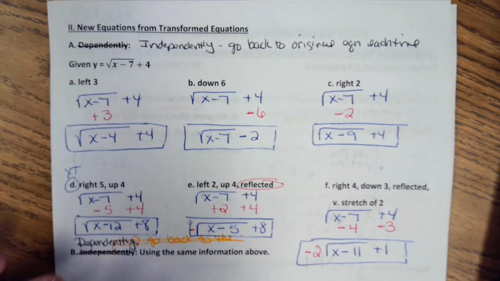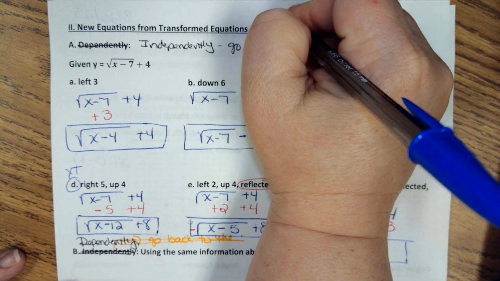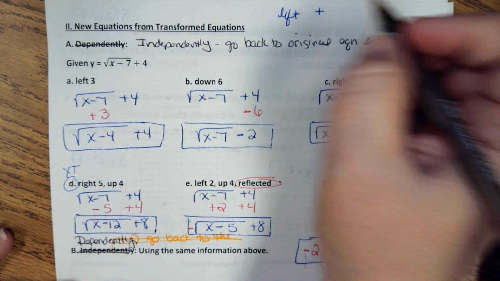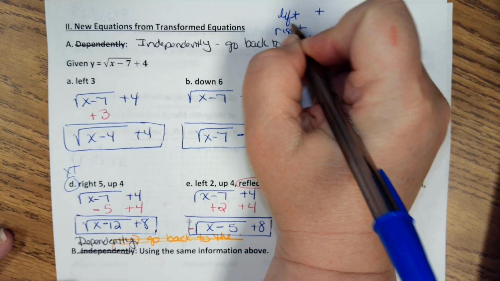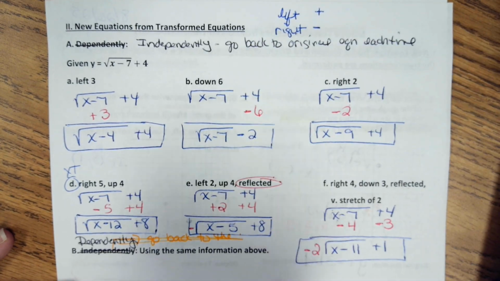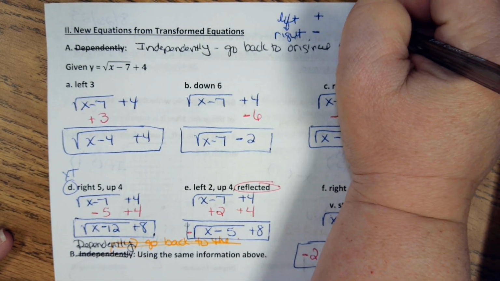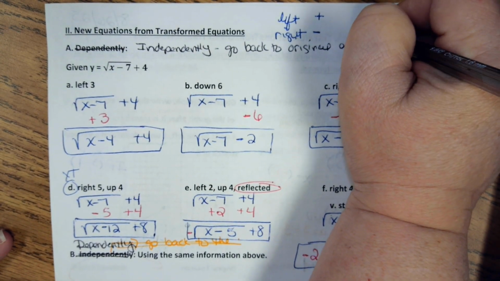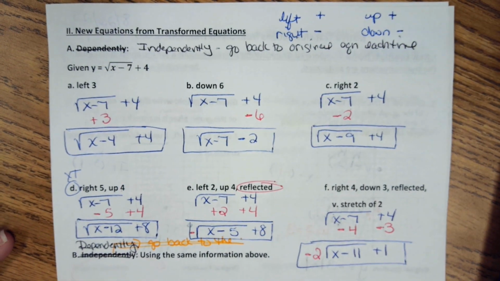All right, so just to write ourselves a little hint, if it says left, we're going to add. If it says right, we're going to subtract. If it says up, we're going to add. And if it says down, we're going to subtract.